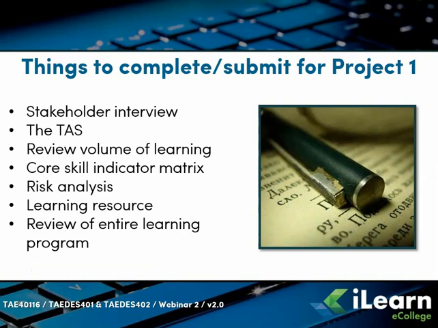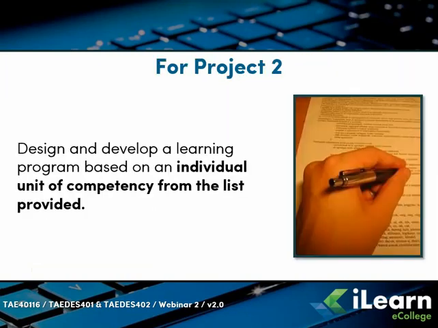Okay, so that's to do with your first project. Now, you're going to be doing something very similar when you're completing project 2. You're going to be designing and developing a learning program based on an individual unit of competency from the list of units provided. Now, this has to be a forced choice. However, there are lots of different units you can select from. So the idea here is that you're not offering a full qualification, you're just picking one unit of competency. Nowhere within the TAS should it refer back to a certain qualification. Just pretend it's just a unit of competency.